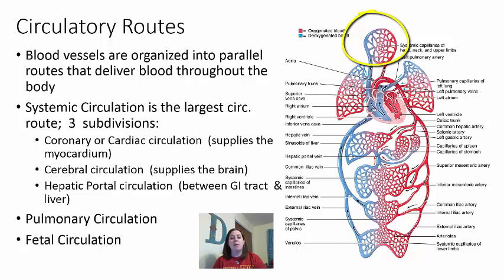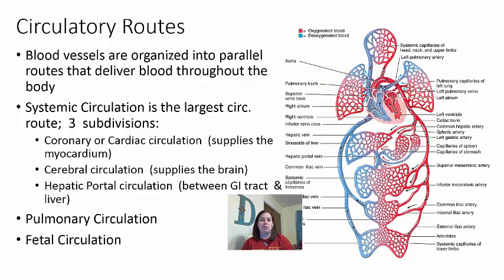And then you have the hepatic portal circulation, which is between your GI tract and your liver. You can actually see it here as well, because you can see the stomach and the liver as well as the intestines outlined in these capillaries. Another circulatory route is the pulmonary circulation. You can see it here where it circulates to the 2 lungs. And then we're going to look at fetal circulation, which is not located in this particular picture.